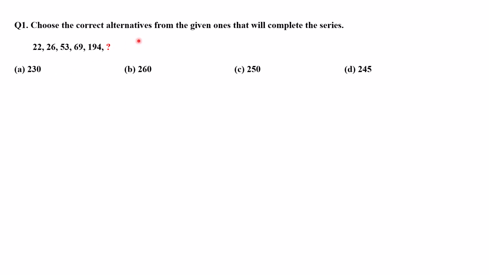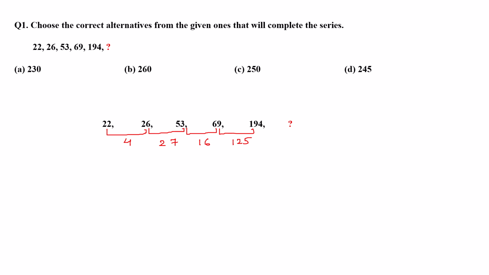Now question number 1. Choose the correct alternatives from the given ones that will complete the series. So this is the series given and you have to complete it. Whenever you see a series, first step you find out the difference between the neighboring numbers, isn't it? Because many times we have seen when you find out the difference, you will be able to find some pattern. So here 22 and 26, the difference will be 4. 26 to 53, it is 27. 53 and 69, the difference is 16.